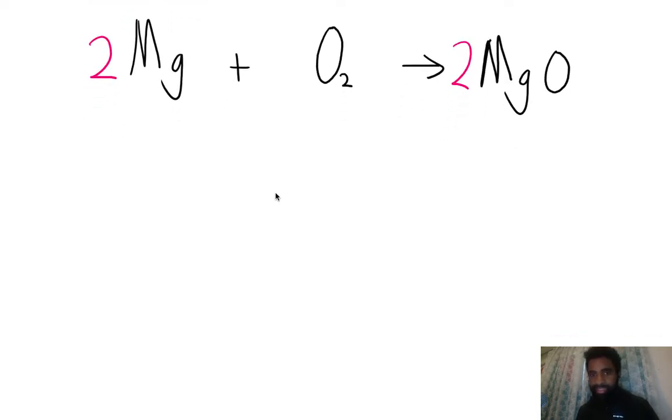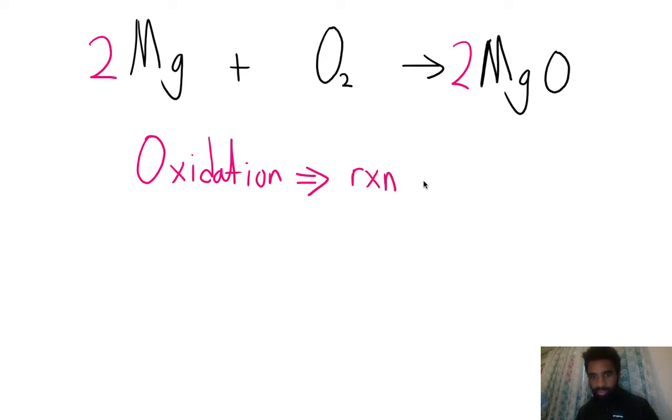Now this is a simple oxidation reaction. And the fact that it's an oxidation reaction is fairly intuitive. It's fairly obvious. Why? Because we've reacted something with oxygen. Oxidation is to react with oxygen. So oxidation, on the most superficial level, is a reaction with oxygen.